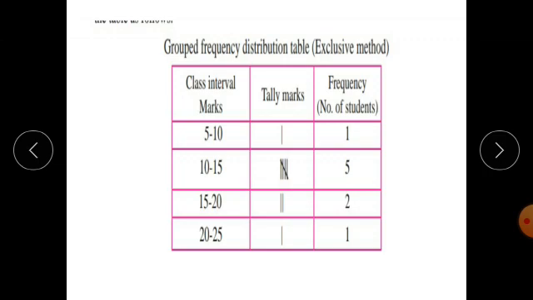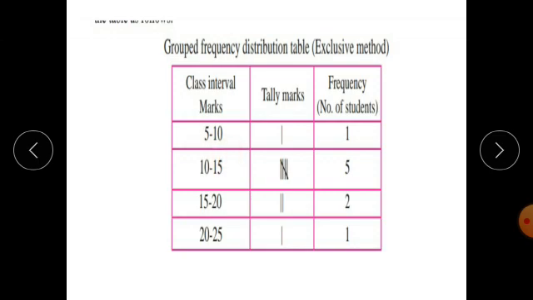But again, there is one question. In which interval should the score 10 be included? In 5 to 10 or in 10 to 15? To overcome the difficulty, we follow a convention. We will include the score 10 in the class 10 to 15 instead of 5 to 10.